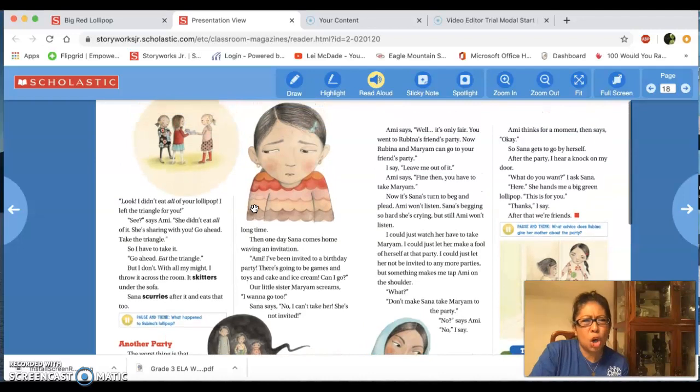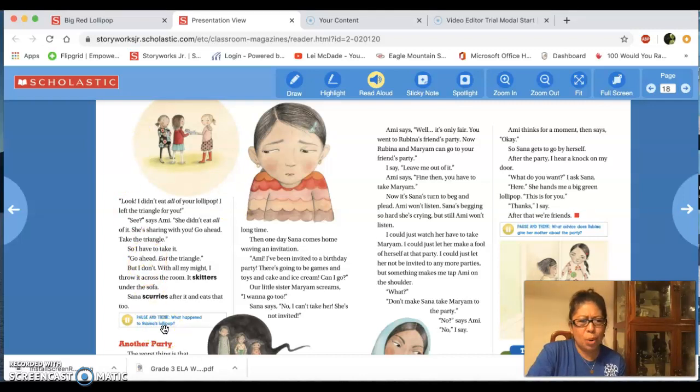Look, I didn't eat all of your lollipop. I left the triangle for you. See, says Ami. She didn't eat all of it. She's sharing with you. Go ahead. Take the triangle, so I have to take it. Go ahead. Eat the triangle. But I don't. With all my might, I throw it across the room. It skitters under the sofa. Sana scurries after it and eats that too.